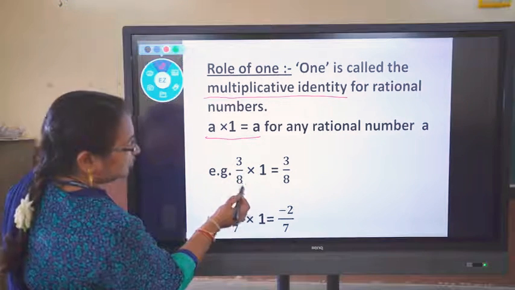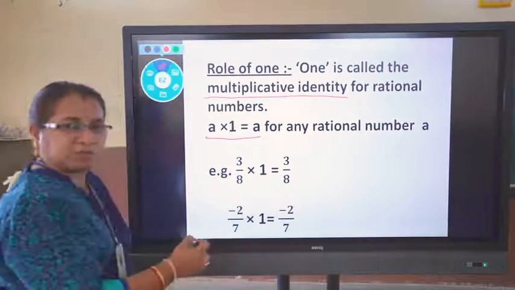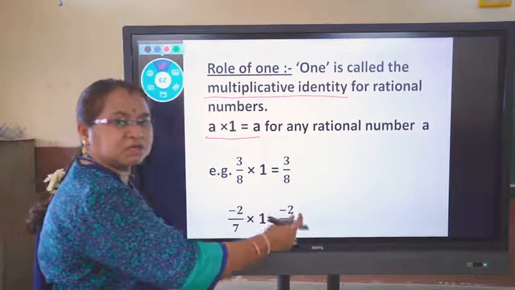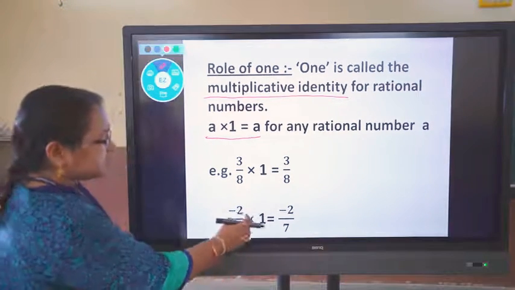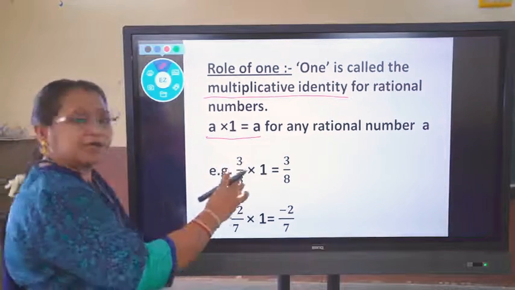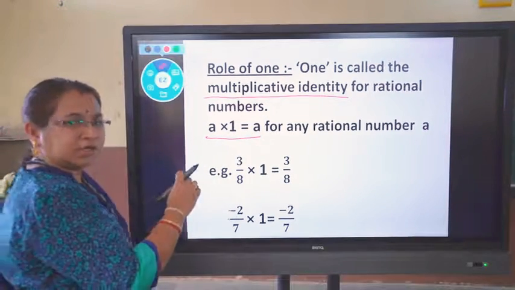Here take the example 3 upon 8 multiplied by 1, then it will give us 3 upon 8 only. Similarly, minus 2 upon 7 multiplied by 1 will give us minus 2 upon 7 only. So here the identity of this minus 2 upon 7 and of 3 upon 8 remains the same. So 1 is called the multiplicative identity for rational numbers.